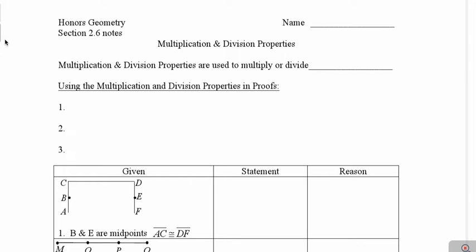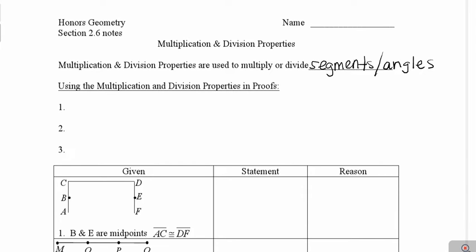In this video, we will be discussing the difference between the multiplication and division properties and when it is appropriate to use each one. Similar to the addition and subtraction properties, we use multiplication and division properties to multiply or divide segments and angles.